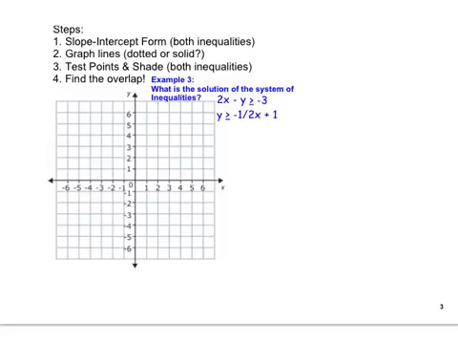So in this example 3, I know, why didn't I start with 1? Don't ask, it's a long story.